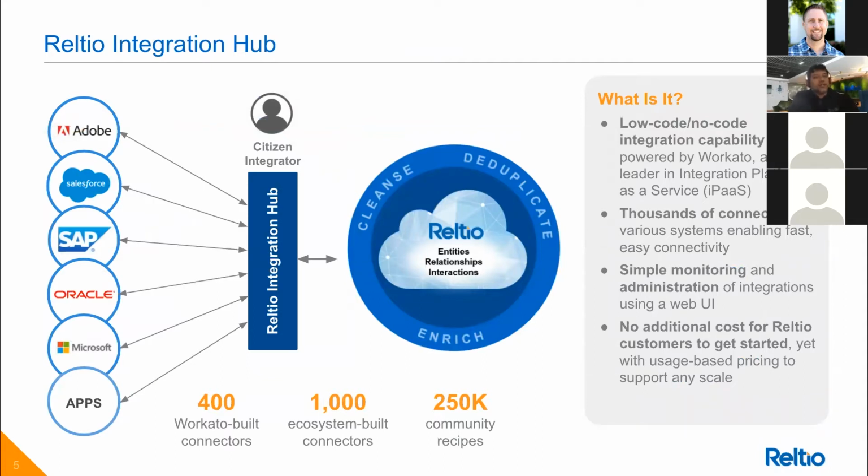So Reltio Integration Hub is our toolkit. It's a low-code, no-code integration platform that is powered by Workato. That sits within the Reltio platform itself, and it enables business users, citizen integrators, to build out integrations to various applications to either bring data into Reltio or capture data out and distribute it into the downstream systems. What you get is thousands of connectors and pre-built recipes out of the community, which you can easily deploy onto your Reltio Integration Hub and get a head start on building that integration.